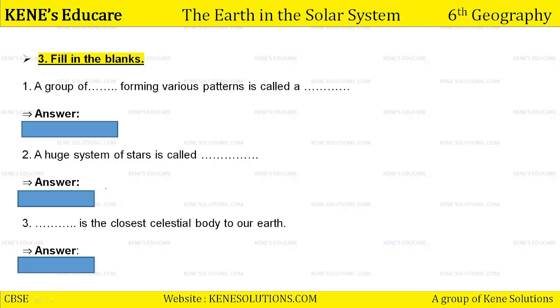Now question number 3 asks to fill in the blanks. So here is a statement having few blanks and you have to fill it with the correct word. First, fill in the blank says a group of dash forming various patterns is called a dash. कौन बनाता है patterns और अगर pattern बनते हैं तो उससे क्या बनता है? Remember anything? A group of stars forming various patterns is called a constellation.